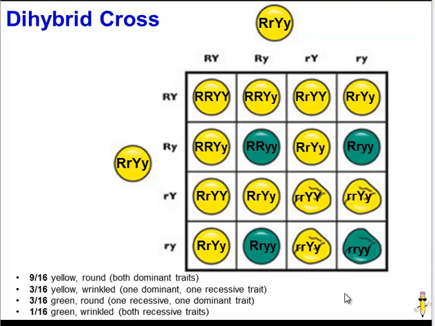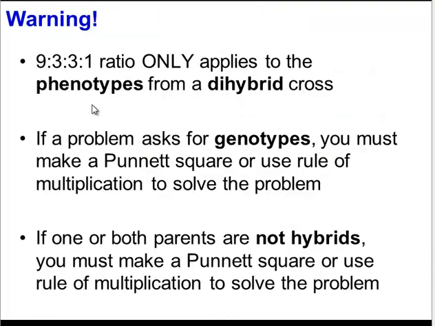However, use this ratio wisely. A couple warnings. You can only use this ratio if the question is asking for phenotypes from a dihybrid cross. If the problem, however, asks for a specific genotype, you're going to have to make a Punnett square or use the rule of multiplication to solve for that particular genotype. Or if the problem involves parents that are not hybrids, that ratio no longer applies, and so you've got to make a different Punnett square or use the rule of multiplication.